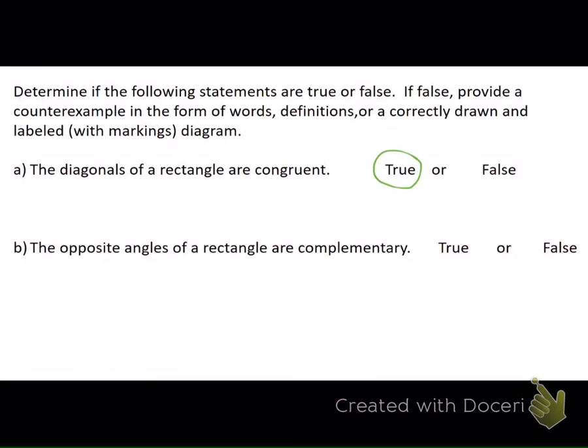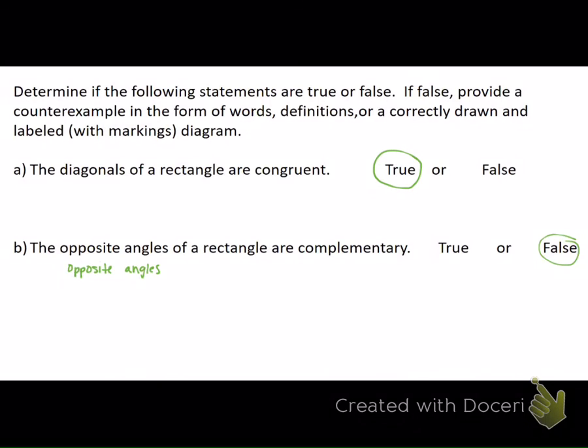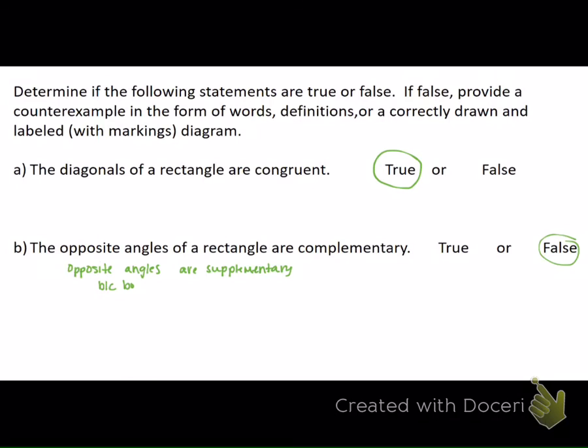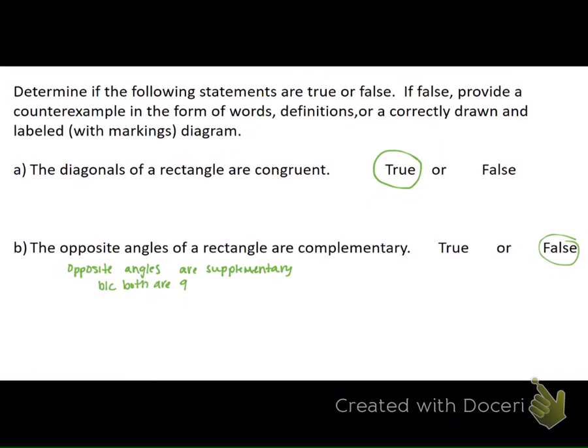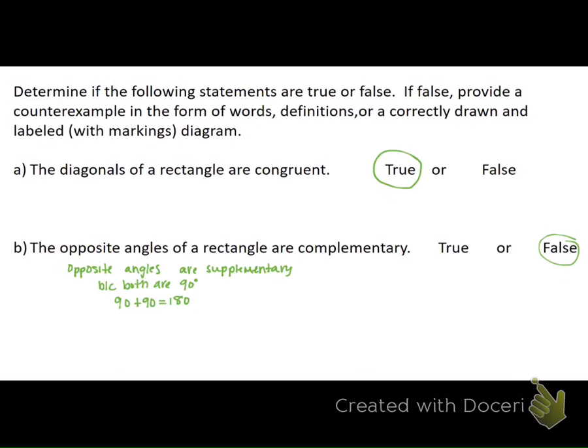The opposite angles of a rectangle are complementary. Is that true or false? False. So I'm going to use words here, because opposite angles are what? Supplementary, because both of them are 90 degrees. 90 plus 90 is 180, not 90, which is what complementary would be.